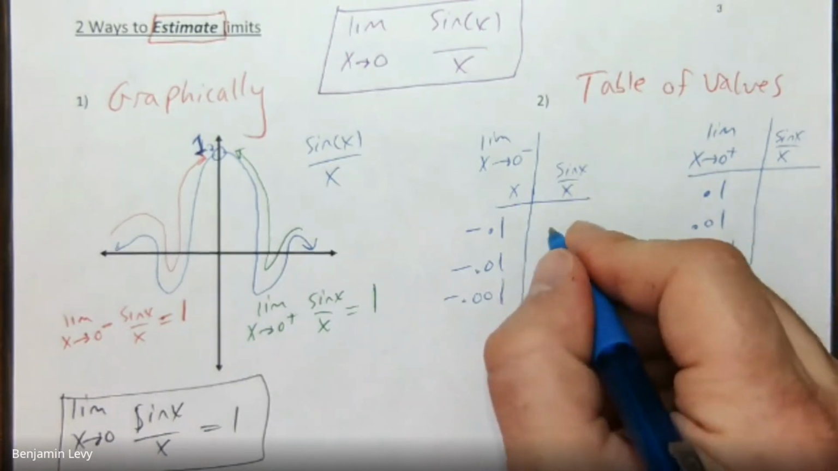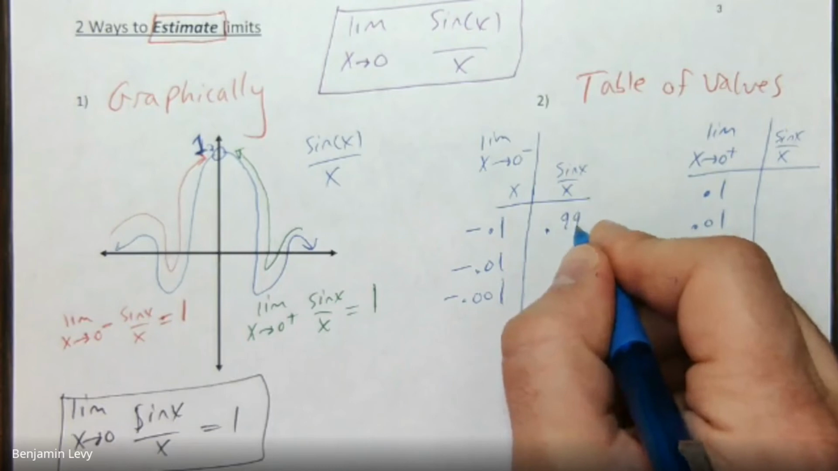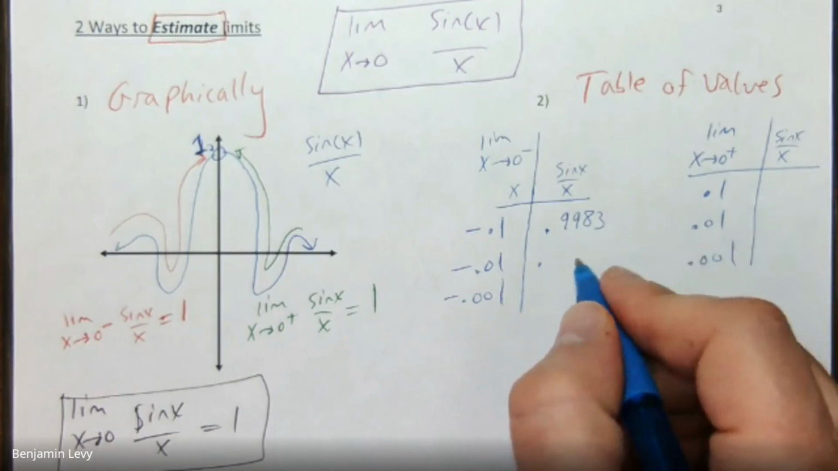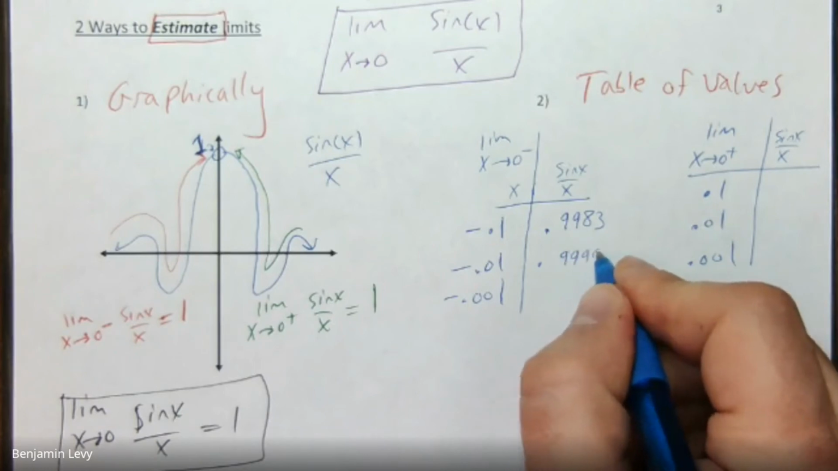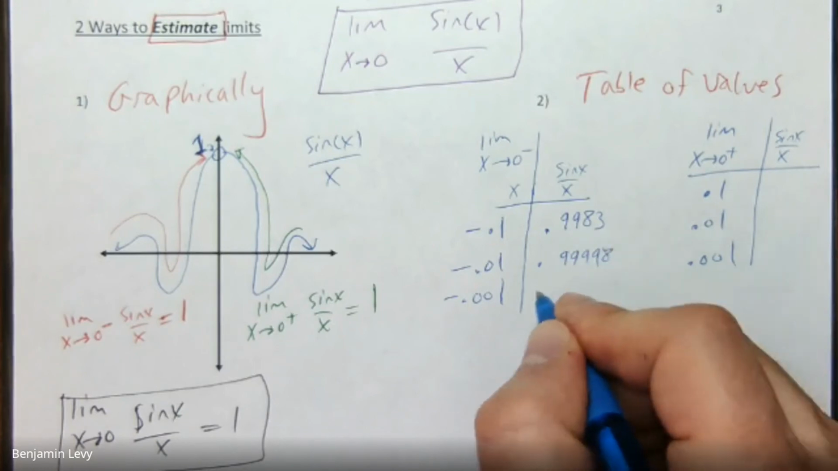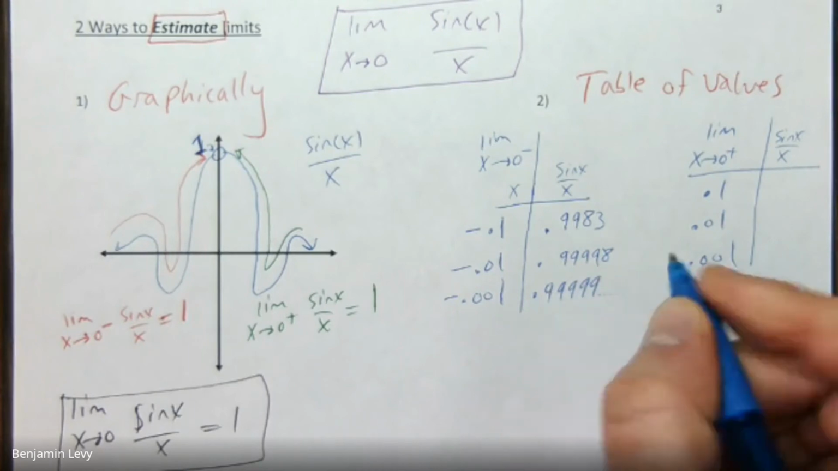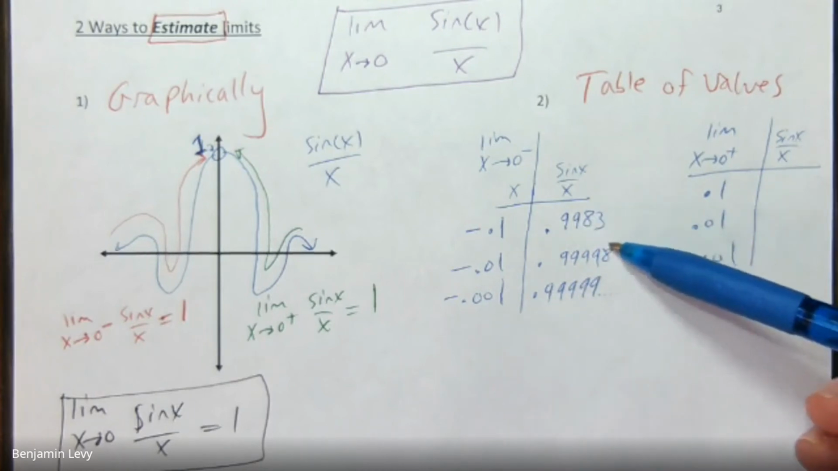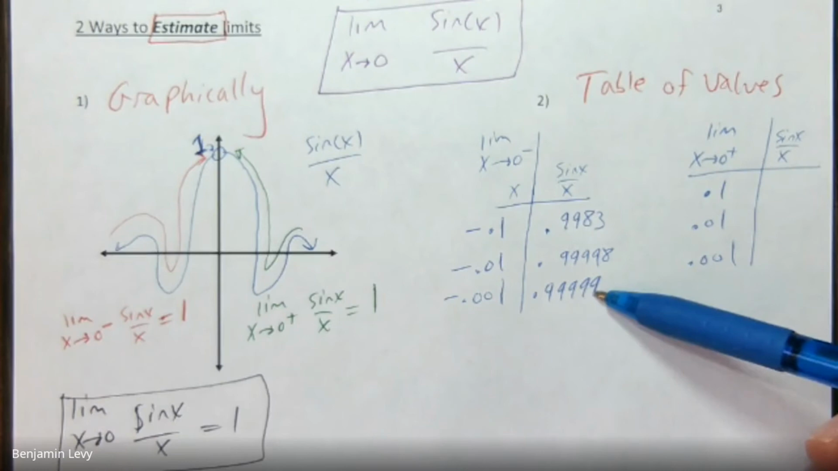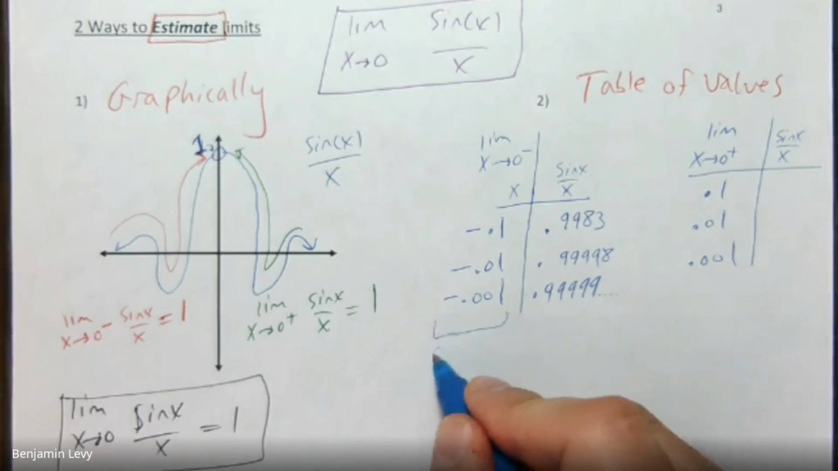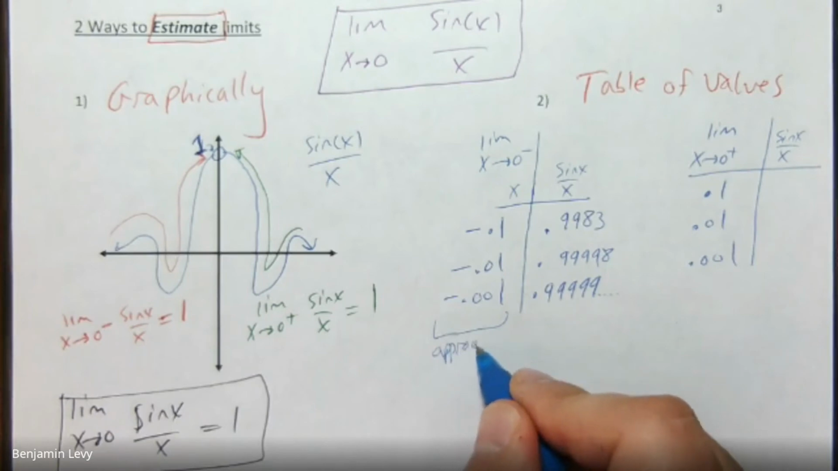I just plugged each one of these x values into that function, and I got the following. When you plug 0.1 in, you get 0.9983. When you plug 0.01 in, you get 0.99998, and then 9s repeating, right? And so you can see these numbers are getting closer and closer to 1. These numbers are approaching 0 from the left.